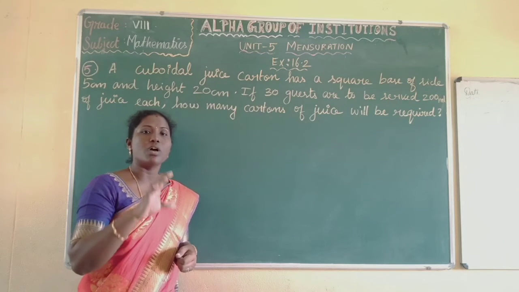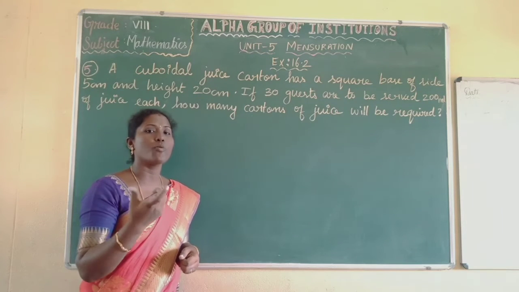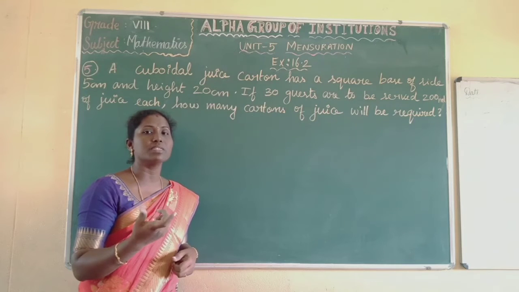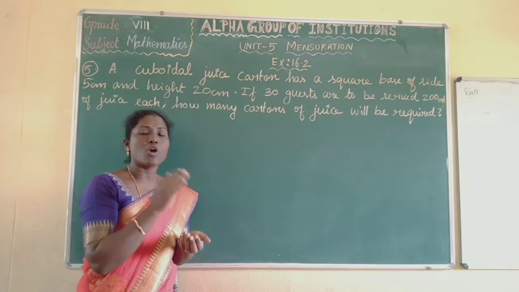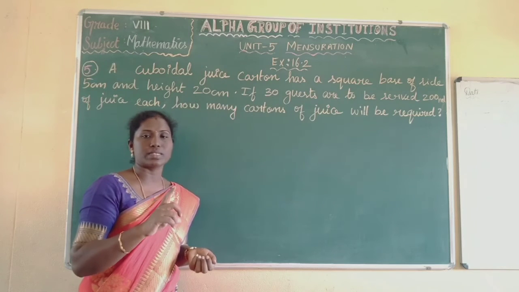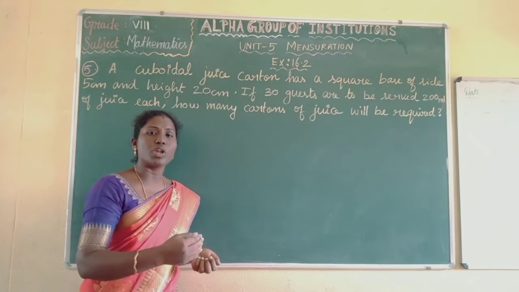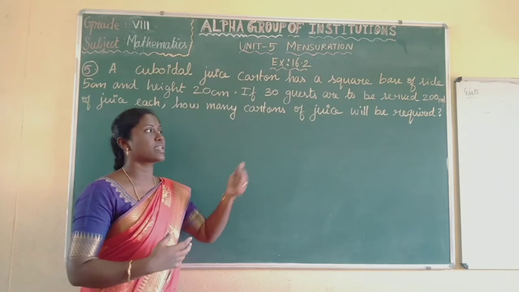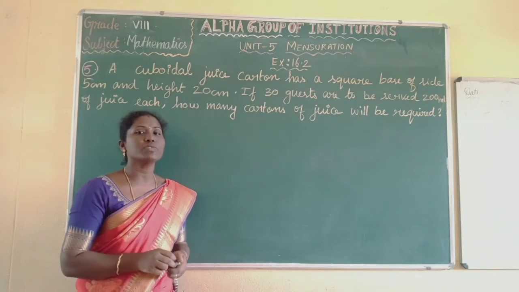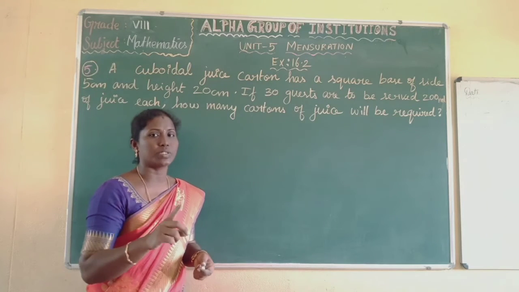First we must know one juice carton will have how much capacity. Capacity means volume. What is the volume of one juice carton? So how many people can be served using one juice carton? Based on that volume only we can tell the requirement. So how many juice cartons are required? First we will find the volume of one juice carton.